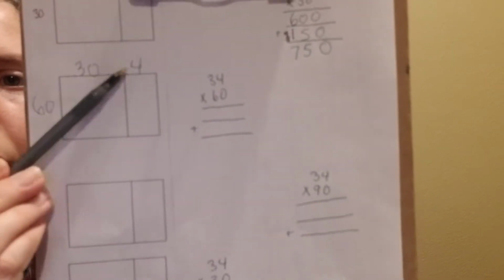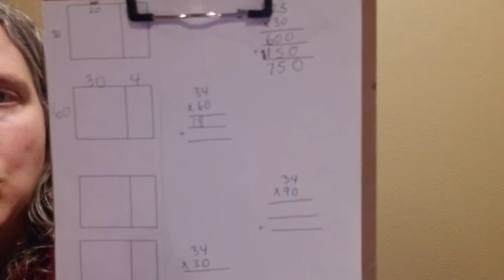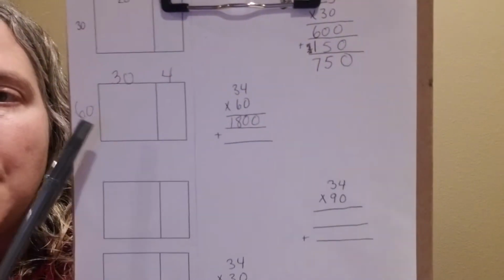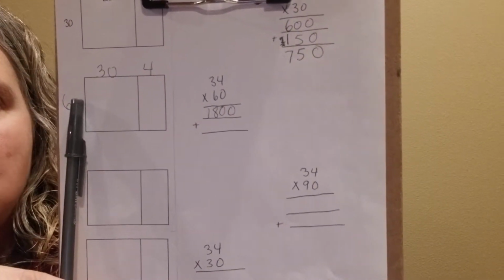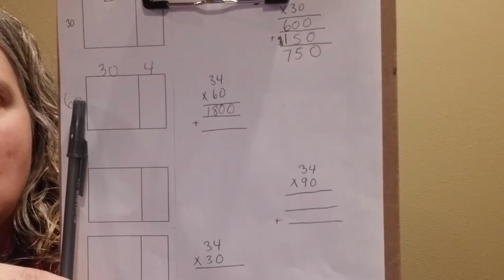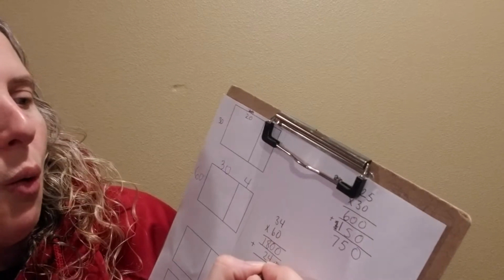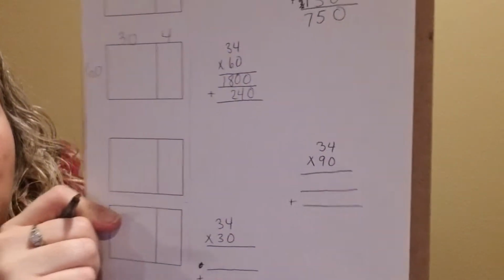60 times 30. Cover up those zeros. What's 6 times 3? 18. How many zeros are we putting back on? 2. Okay, now do the other one. 60 times 4. Cover up that 0. 6 times 4. Check your chart if you're unsure. It's 24. And how many zeros? 1.